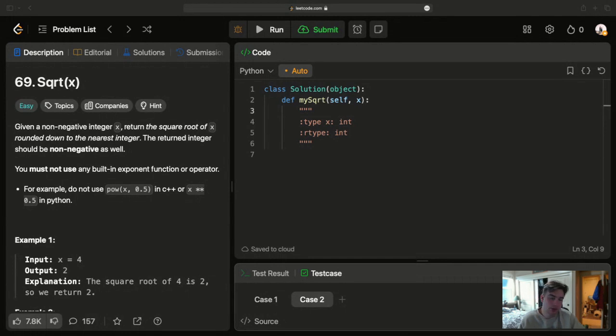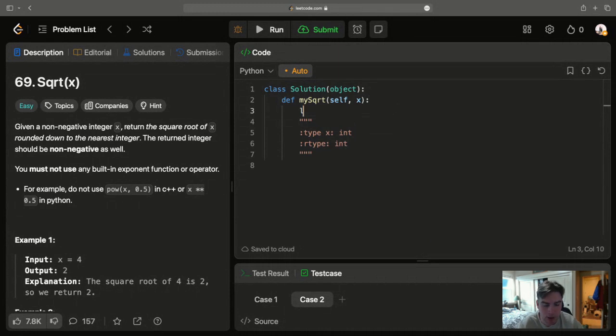So essentially we're going to take x and divide it in half, and then see the square root. We're going to square the midpoint, and if that midpoint squared is greater than x, then we're going to update the value of the right pointer to the midpoint minus 1, and vice versa. If it's less than, then we're going to update the value of the left pointer to the midpoint plus 1. So let's go ahead and get into it.